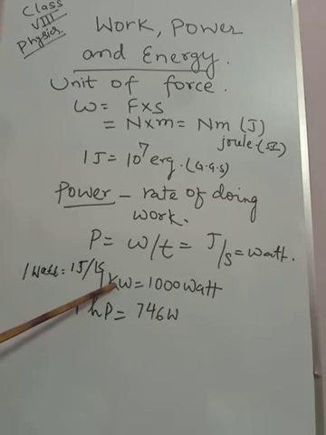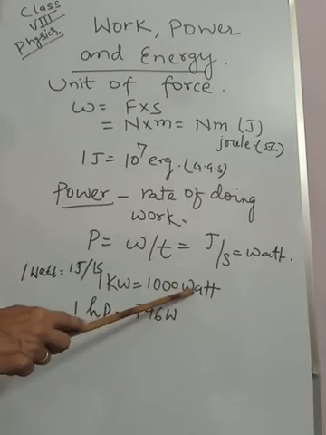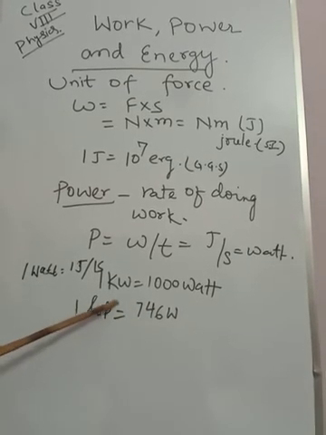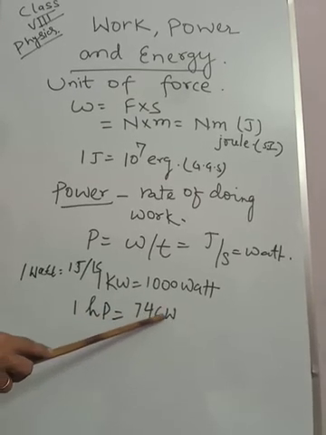The bigger unit of watt is kilowatt. 1 kilowatt is equal to 1000 watt. Another unit of power is horsepower: 1 horsepower is equal to 746 watt.